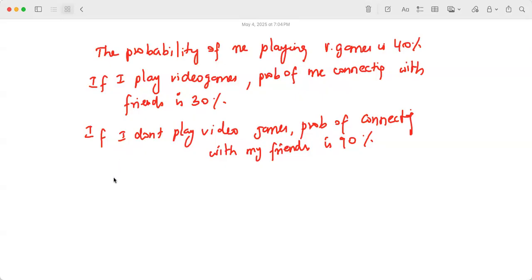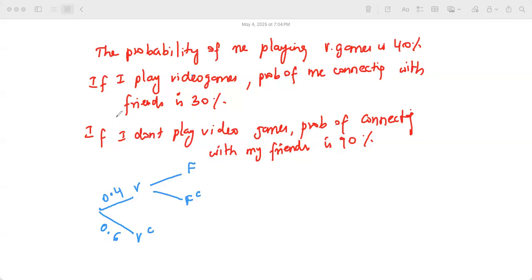First, my event is whether I play video game or not. So the first event is I will play video game, I will not play video game. The probability of me playing video game is 0.4. The probability of me not playing video game then is what? 0.6, correct. Now, if I play video game, I can connect with friends or not connect with friends.